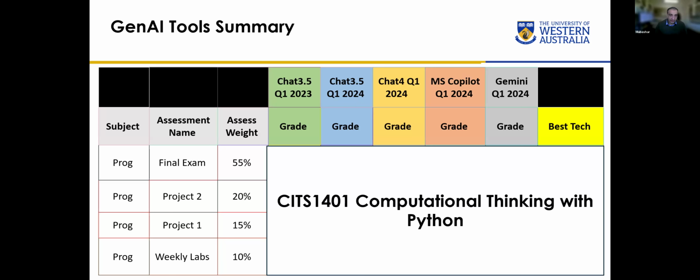So what happened was, over 2016 we started working on this unit, and in 2020 COVID hit. After the COVID years, we came to the conclusion that these are the assessments which are really working well and we should use them.